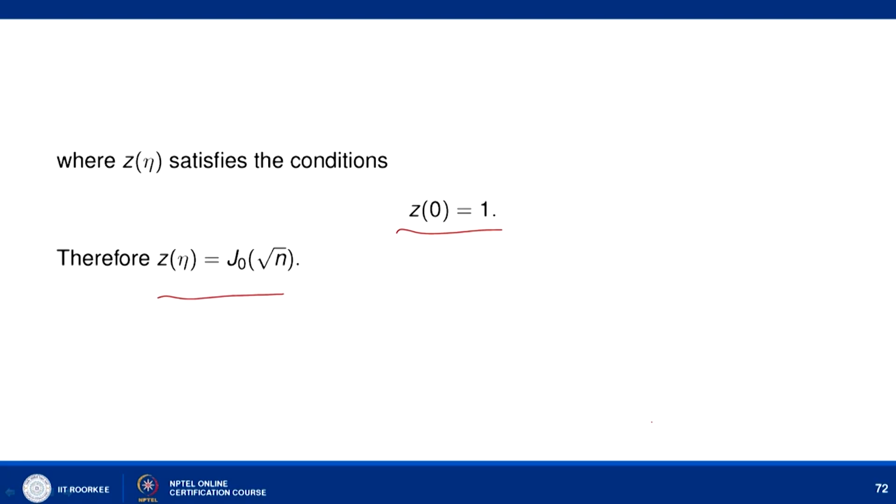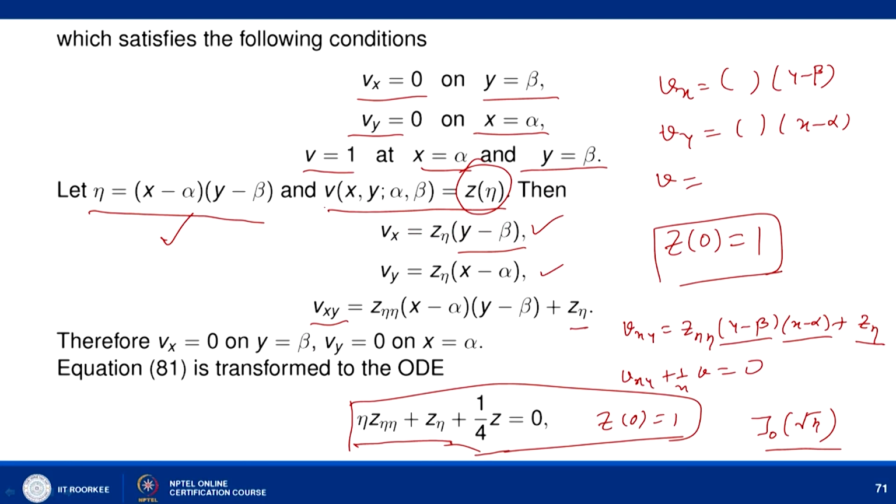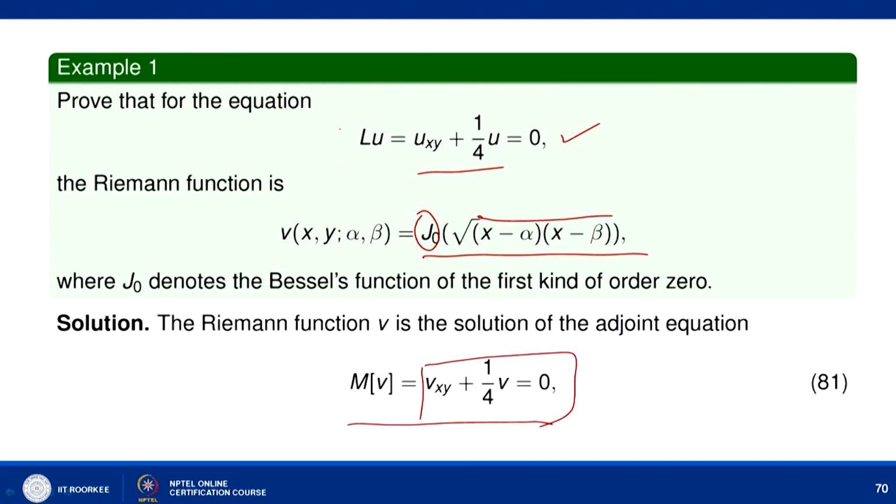So, here we said that z of eta is coming out to be J naught of root of eta, and z is the Riemann Green function for the problem here. What we have proved here is that for the equation LU equal to 0, where L is defined as u xy plus 1 by 4 u, the corresponding Riemann Green function is J naught of root of eta, where eta is J naught of root of x minus alpha into x minus beta. So, we have obtained the Green function of this. Once we know the Green function, and if the problem LU equal to f is given, you can solve the problem LU equal to f in terms of v here.